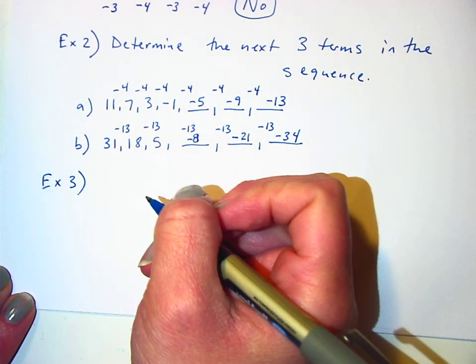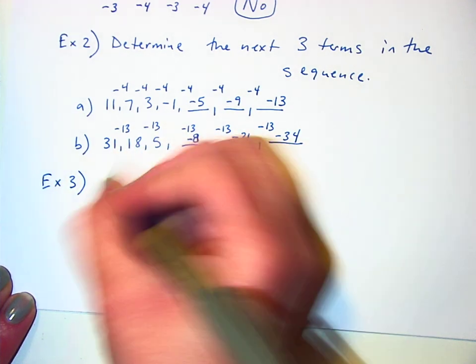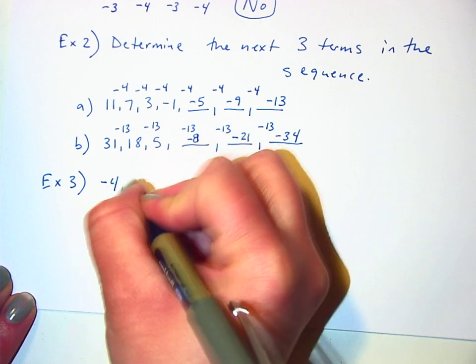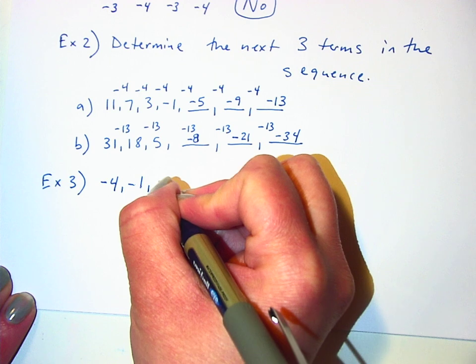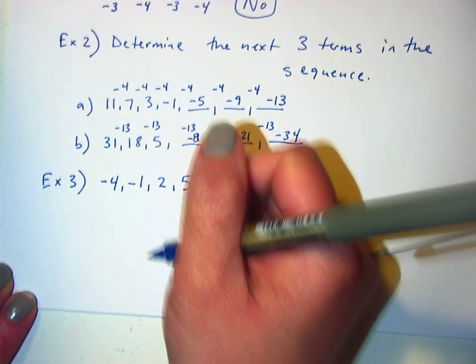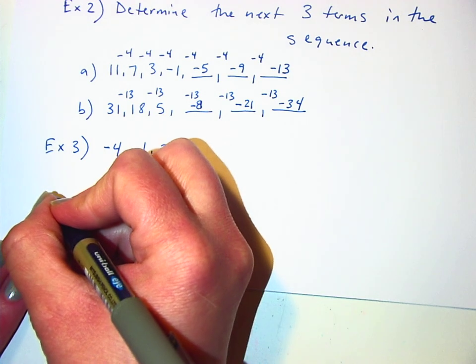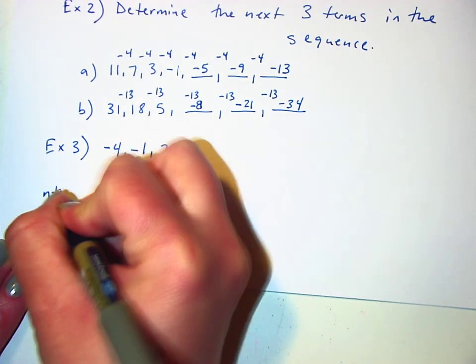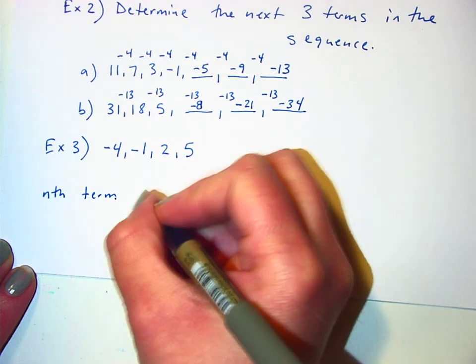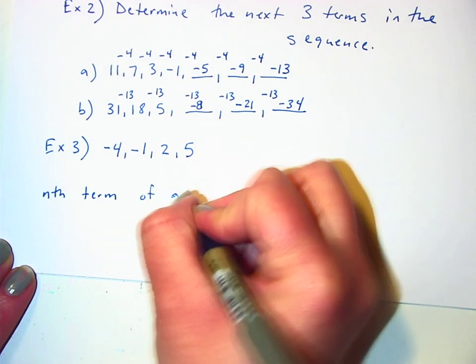Alright, so for example 3, I'm going to have the numbers -4, -1, 2, and 5. And we're actually going to use this new definition, which is a formula. So make sure you write this one down. This is the most important thing in this lesson. This is the nth term of an arithmetic sequence.